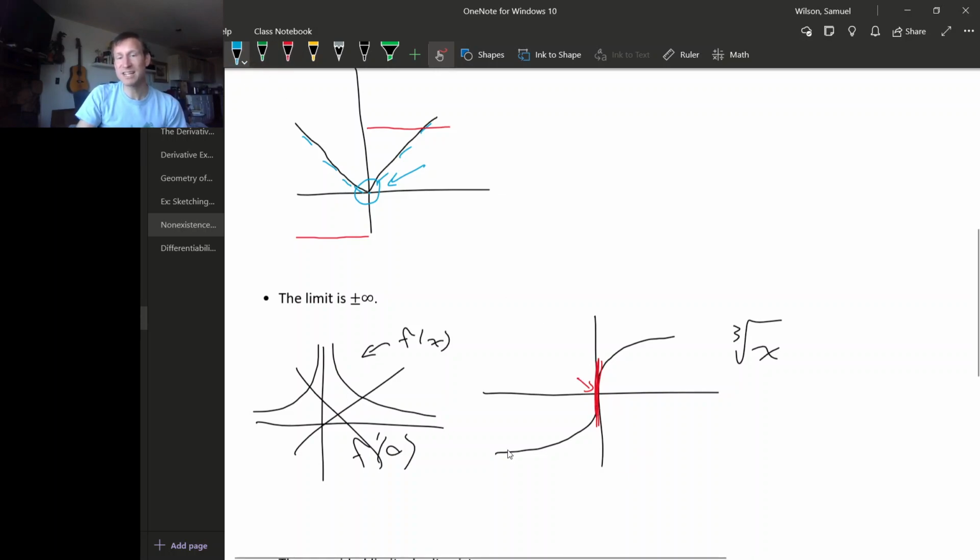So if we sketched a graph of the derivative of this cubed root function, well, the slopes of the tangent lines are small and positive, and then they get very big and positive, so like this, as x approaches 0. And then as we pass through 0, the slopes are large and positive, and then getting smaller and positive, so like this. So you can see at x equals 0, the cubed root function is defined, but the vertical tangent line means that the derivative is not defined at x equals 0.